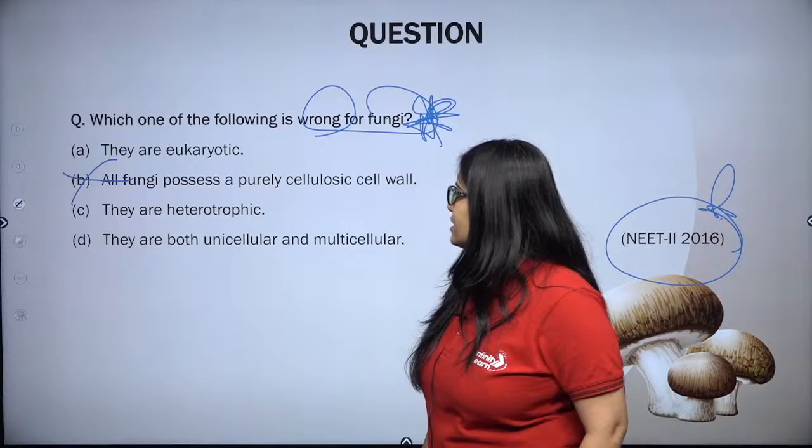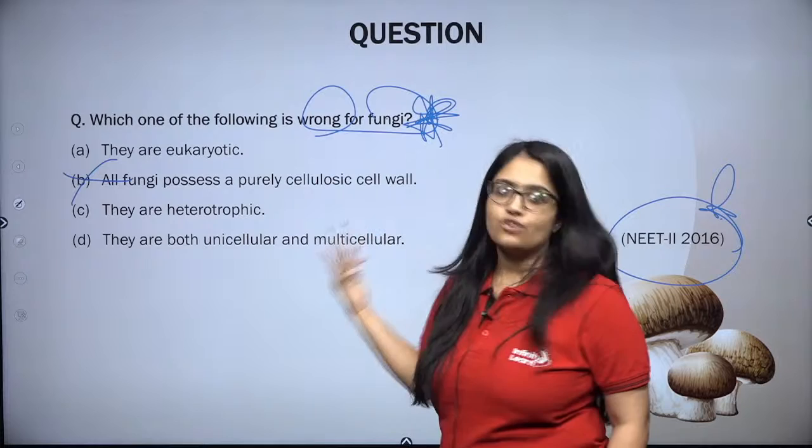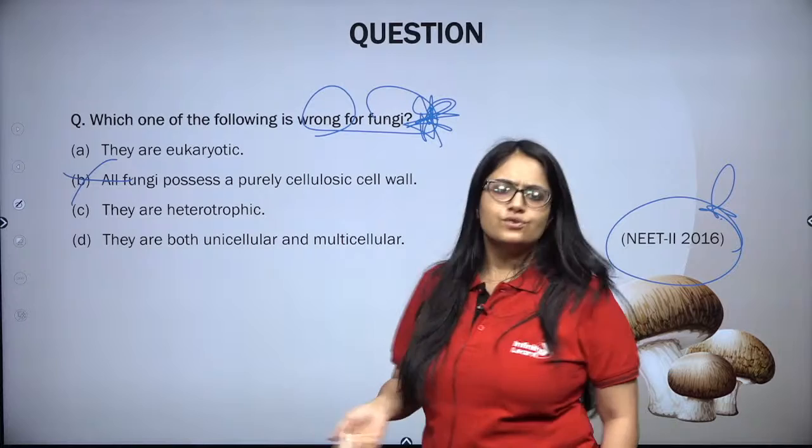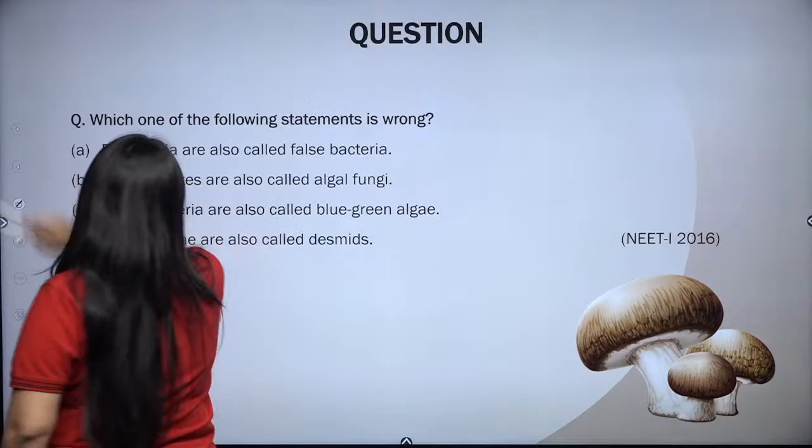Let's take the others. They are eukaryotic, definitely. Kingdom fungi is included under eukaryotes. They are heterotrophic, yes. They are saprotrophic. They are even parasitic. They are both unicellular and multicellular. Yes, unicellular like yeast, multicellular most of the members. Chalo, let's see the next question.